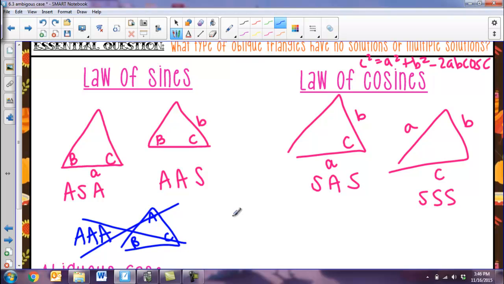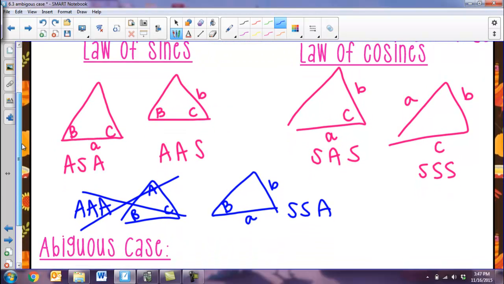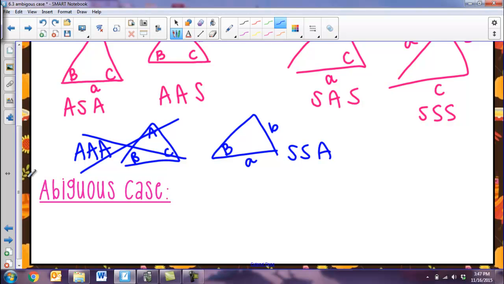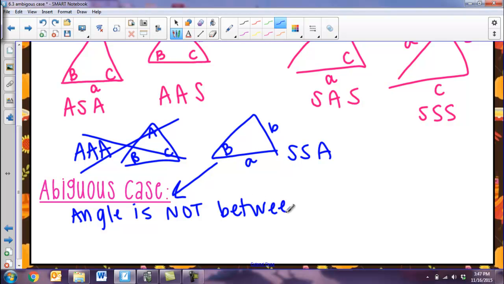The other one that we had an issue with is when I had an angle and then a side and a side. We wrote that one as SSA. This one would always give me two different answers when we're trying to prove triangle congruences, and in this case, we also might get two different answers using the law of sines. So this is your ambiguous case. The angle that's given is not between the two given sides. This is called the ambiguous case.